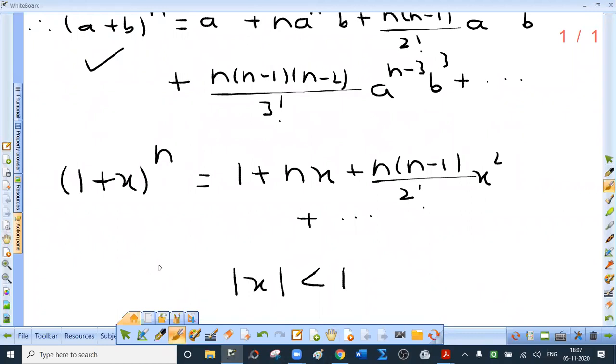Obviously, because see, if I ask you to find, say, (1 plus minus 2) raised to half, is this real? No, it is not. Why? Because 1 plus minus 2, if I take value of x as minus 2, this is root of minus 1, which is not real. It is an imaginary number, right? And that is why modulus of x should be less than 1. What is mod of minus 2? 2. Is 2 less than 1? No. So we cannot use this. This is the simple reason.